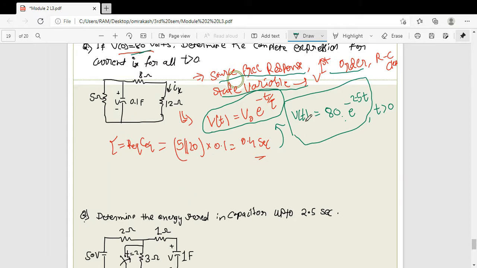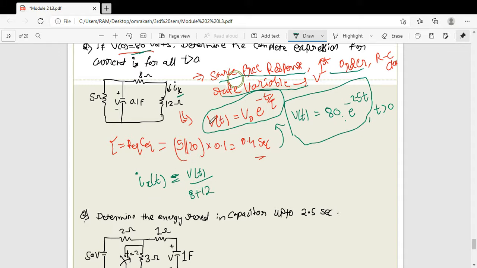Now, once you calculate this V of t, you can easily find out the value of Ix of t, right? This value. So how do you find out this value? Now see, this is nothing but your V of t divided by 8 plus 12.